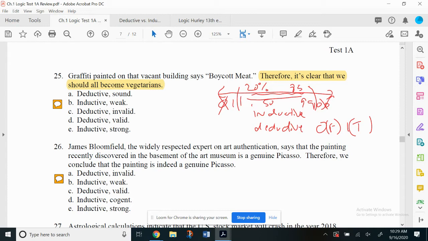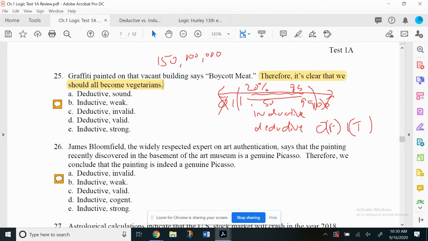So on this one, we know that graffiti painted on a vacant building, first of all, there's one building that says boycott meat. Therefore, does it follow that everybody should become vegetarians? Absolutely not. That's why we know it's weak. But now, what if I changed it up on you? Because again, we're reviewing. What if I said there's 150 million vacant buildings throughout the United States that say boycott meat? Therefore, it's clear we should all become vegetarians.